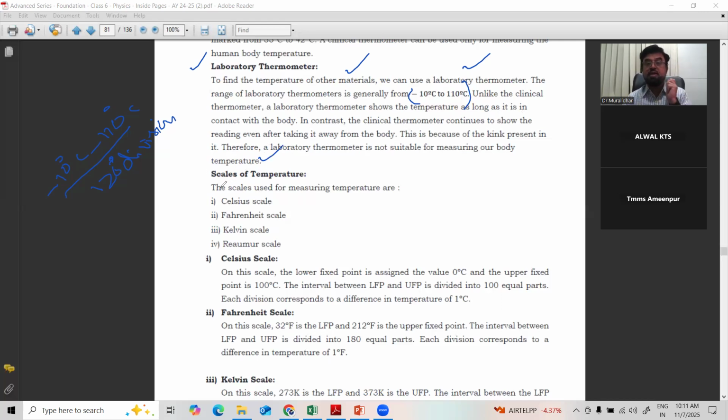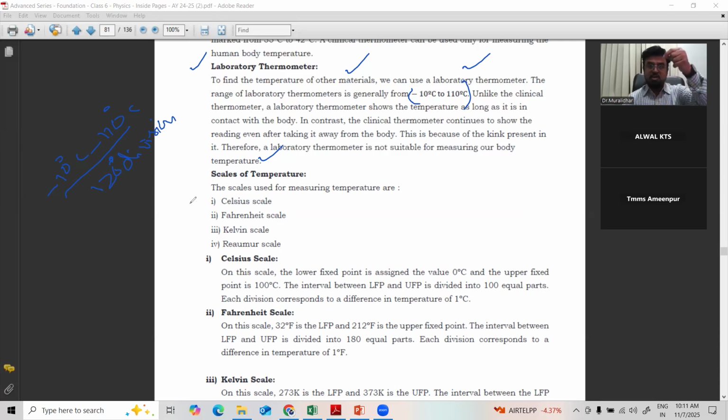See, why is it not usable? We cannot measure our temperature by using a laboratory thermometer, because a laboratory thermometer will show the reading only as long as it is in contact with the body. Suppose we keep it under our tongue or armpit, it will show our temperature, no doubt. But when you remove it, immediately it will disappear. We cannot find it. Why? In that there is no kink. Whereas in the case of the clinical thermometer, there is a kink.